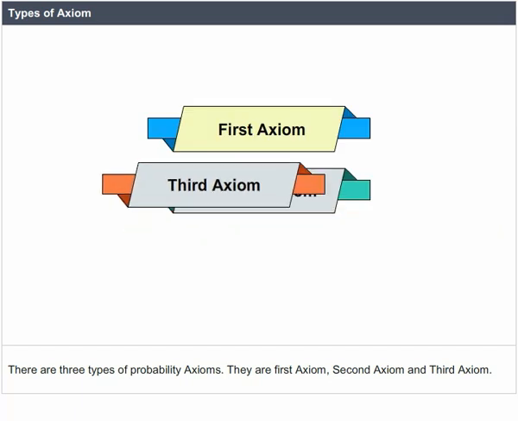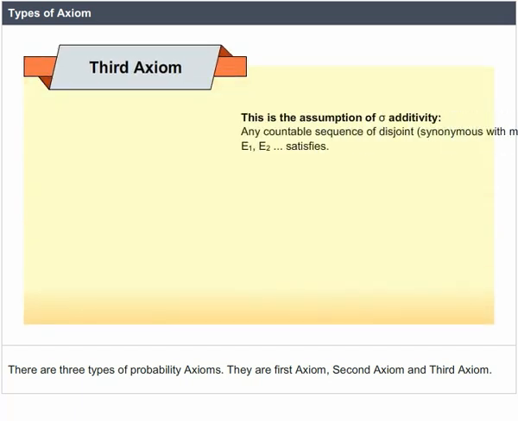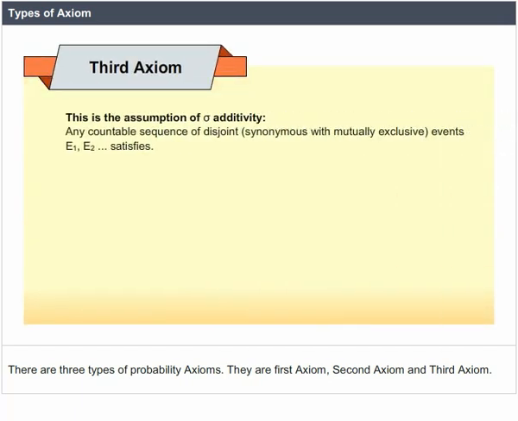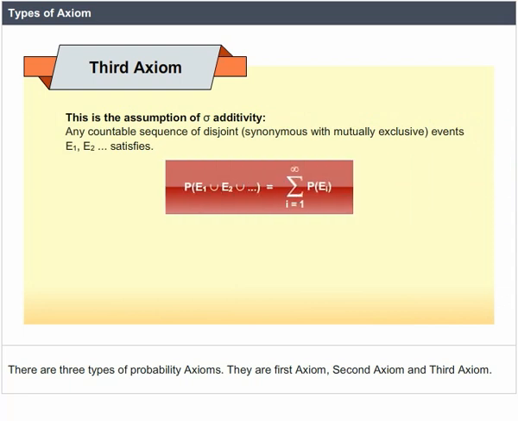Third axiom: this is the assumption of sigma additivity. Any countable sequence of disjoint events E1, E2, etc., synonymous with mutually exclusive events, satisfies P(E1 union E2 union ...) equal to the summation from i equals 1 to infinity of P(Ei).